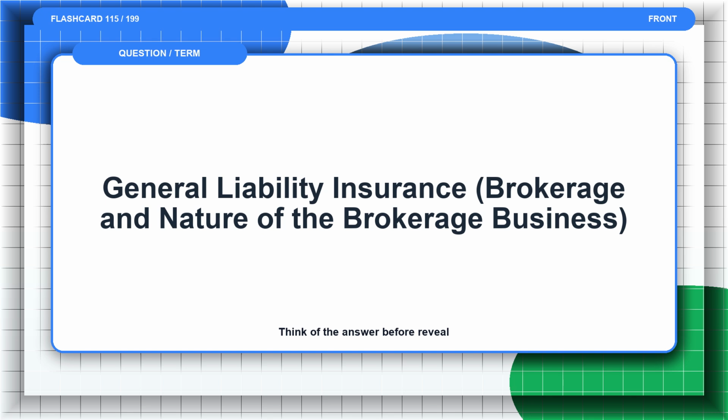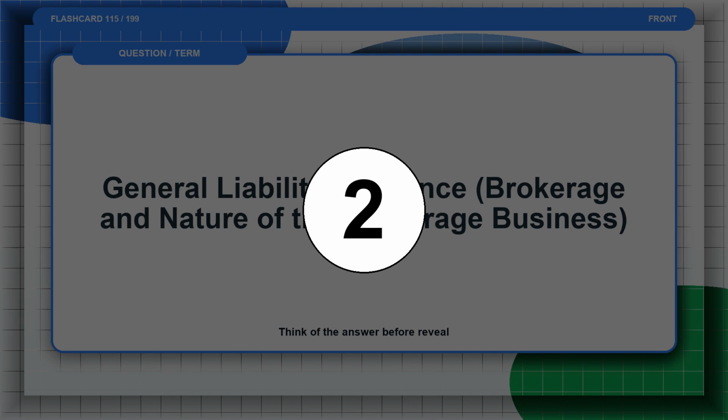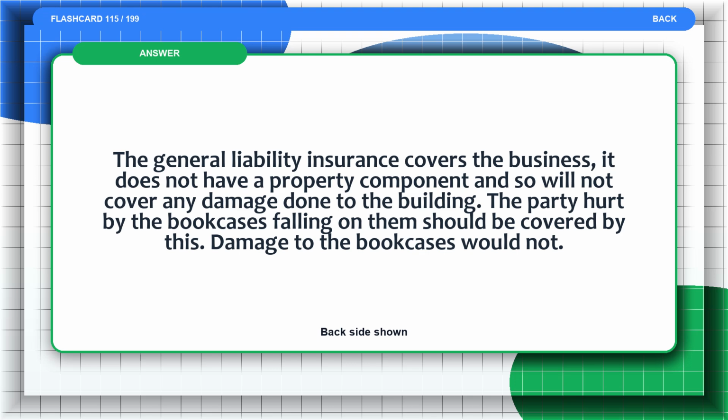Flashcard 115. General liability insurance brokerage and nature of the brokerage business. Pause and think of the answer before the reveal. The answer is: the general liability insurance covers the business. It does not have a property component, and so will not cover any damage done to the building. The party hurt by the bookcases falling on them should be covered by this. Damage to the bookcases would not.